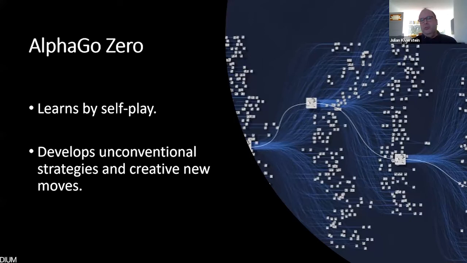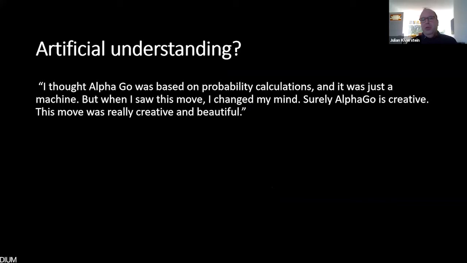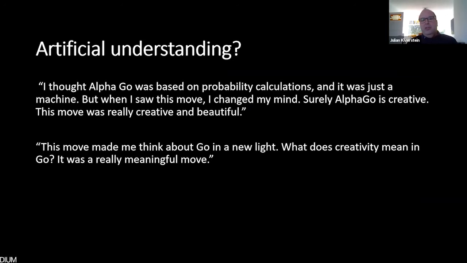And that raises all kinds of interesting philosophical questions, of course. So here's what Lee Sedol said about a move that was made by AlphaGo in the second of the games that they played against each other. He said, I thought AlphaGo was based on probability calculations. It was just a machine. But when I saw this move, I changed my mind. Surely AlphaGo is creative. This move was really creative and beautiful. This move made me think about Go, the game Go, not the machine, in a new light. It made me think, what does creativity mean? What does it mean in the game Go? This was a really meaningful move.